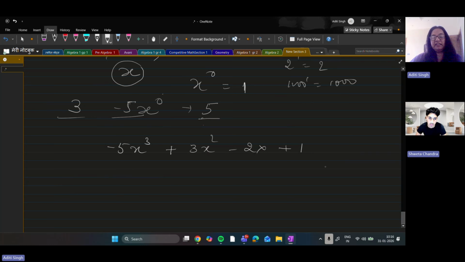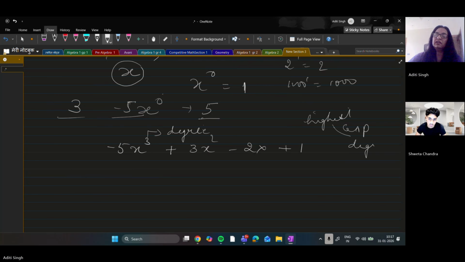What is the highest degree here, beta? The highest exponent. So there it is 3 for this. See, the highest exponent is called the degree. There is no word called highest degree. There's a word called highest exponent, and the highest exponent is known as the degree.